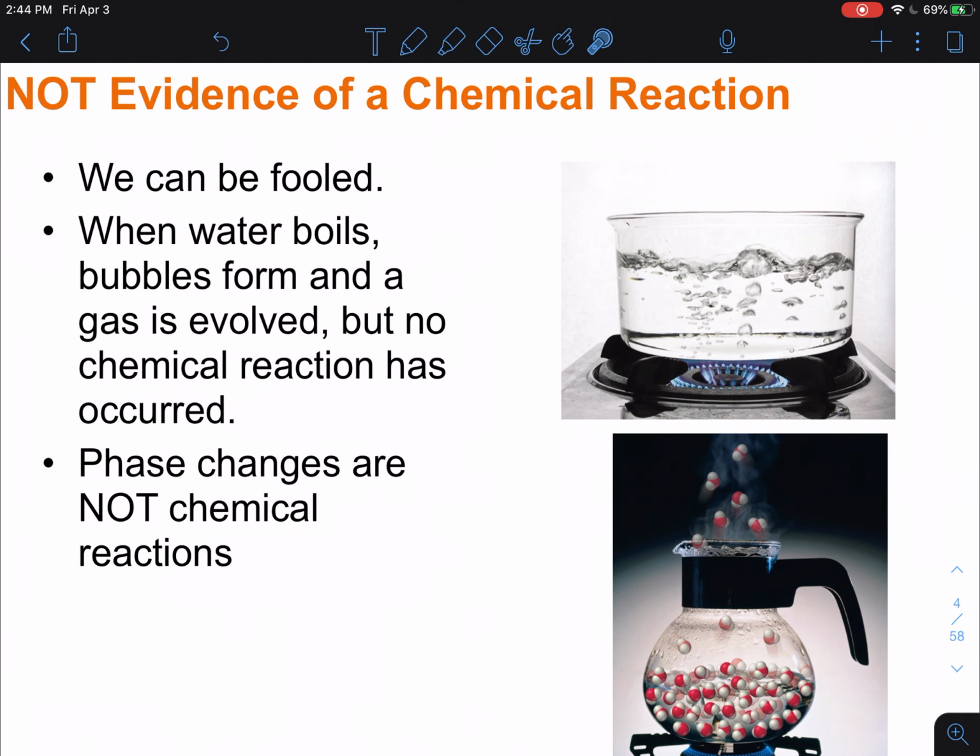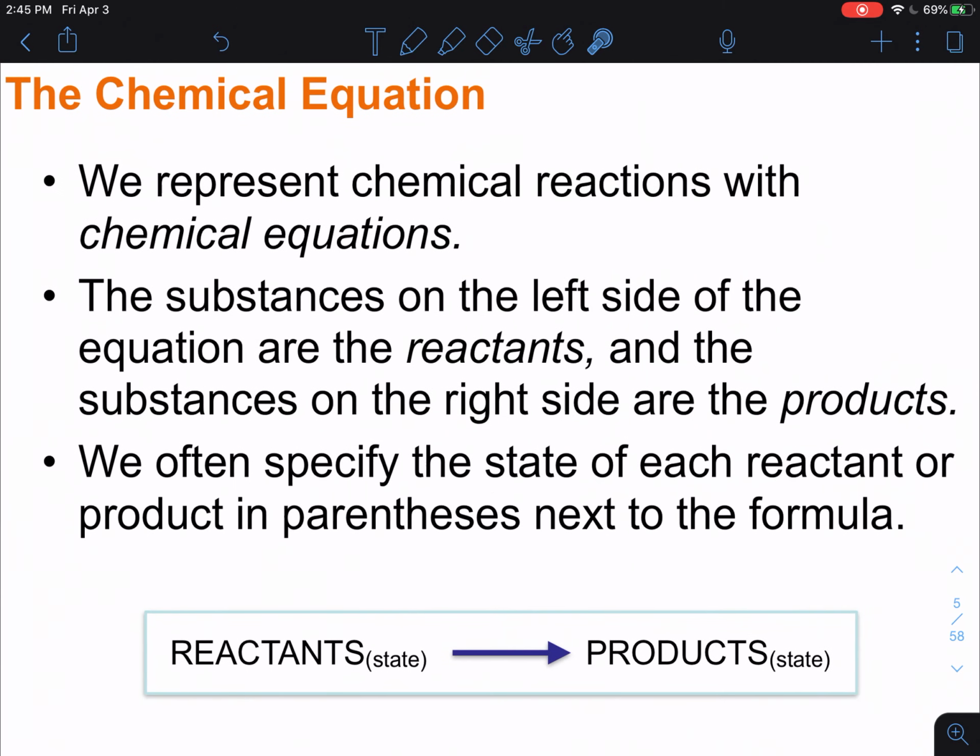Just to be clear, I don't want anybody to be confused about, let's say, water boiling, right? Even though water boils and it forms bubbles, and gas is evolving, this is not a chemical reaction. It's just a phase change from water in its liquid phase to water in its gaseous phase, okay? It's still water before and after. So just a little caveat there.